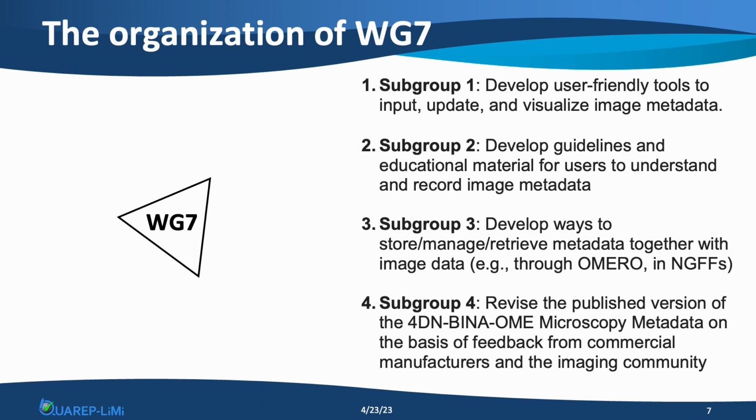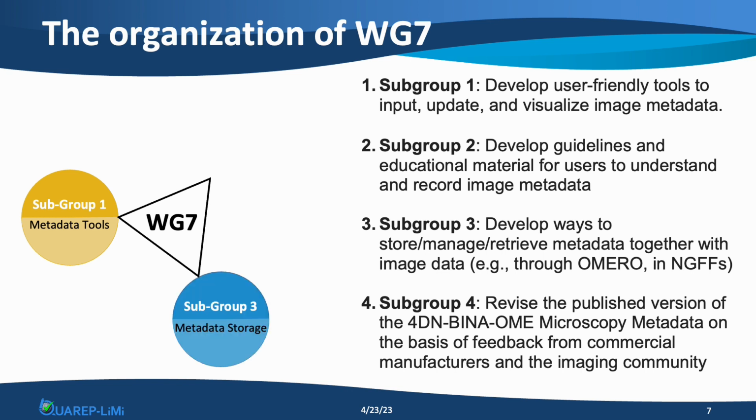The organization of Workgroup 7 is split across 4 subgroups. First of which works on developing user-friendly tools for input, update, and how to visualize image metadata. The subgroup 3 works on metadata storage and ways to manage, retrieve together with image data itself. For example, through Omero as well as in next generation file formats.